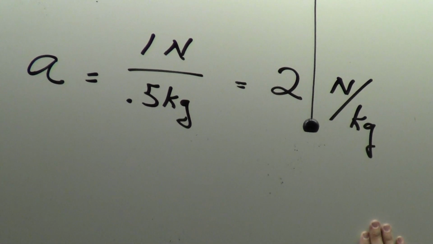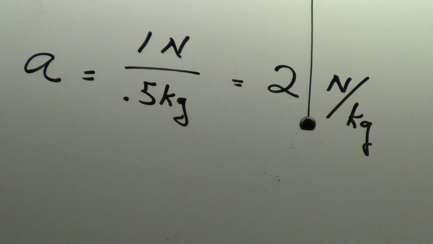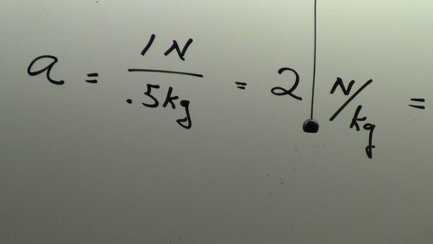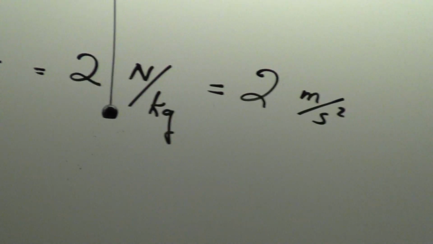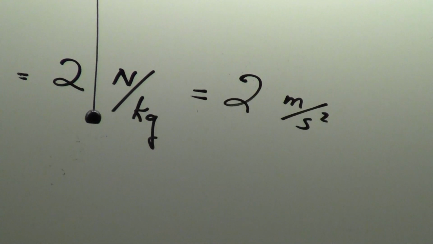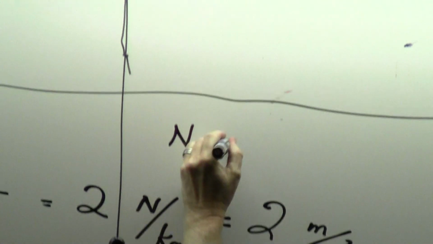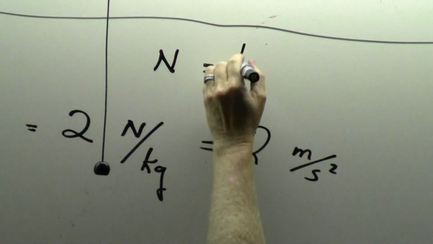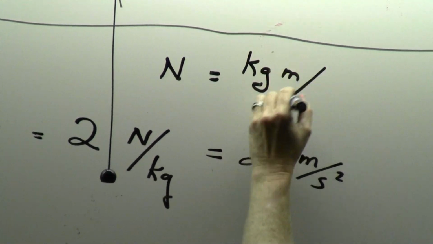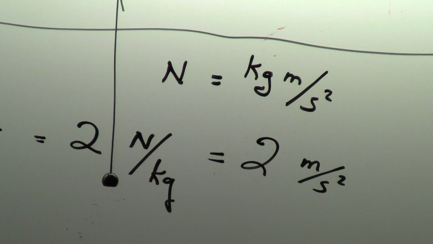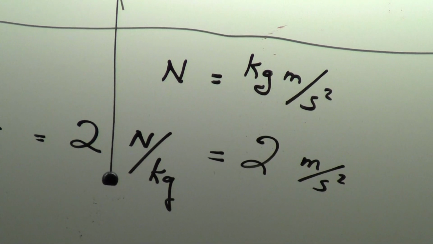Now, let's apply our unit analysis. What is acceleration supposed to come out to be? Remember, it's supposed to be meters per second squared. So this will be helpful going forward. This tells me then that a Newton, when I bring this to the other side, has the same units as a kilogram times a meter divided by a second squared.